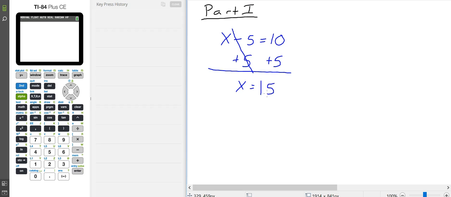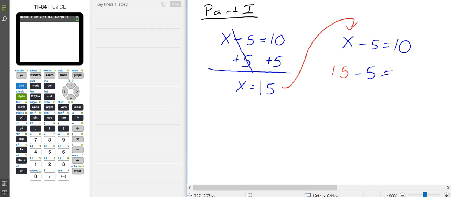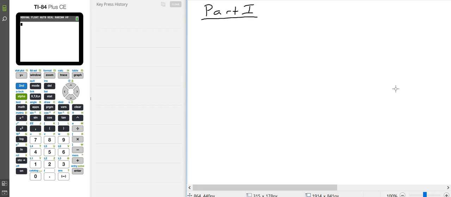Now let's check the answer to make sure we got it right. Here's the question again. x minus 5 is equal to 10. And we're going to plug in x equals 15 over here. So 15 minus 5 is equal to 10. 15 minus 5 is 10. 10 is equal to 10. Therefore, we got it right. Another example.